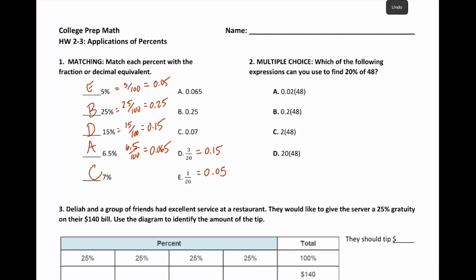Number 2 says, which of the following expressions can you use to find 20% of 48? So 20% as a decimal is 0.2, or you can even put 0.20, but 0.2 works just as well. Of means to multiply, so we're going to multiply by 48. So we can see our answer is B.